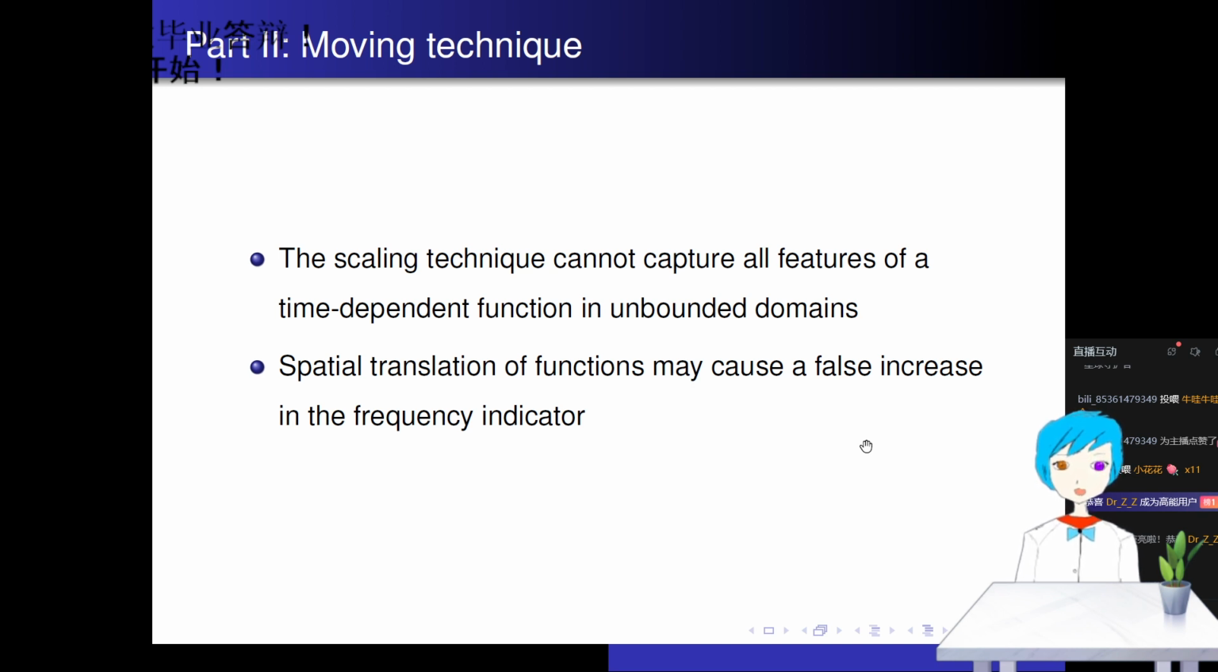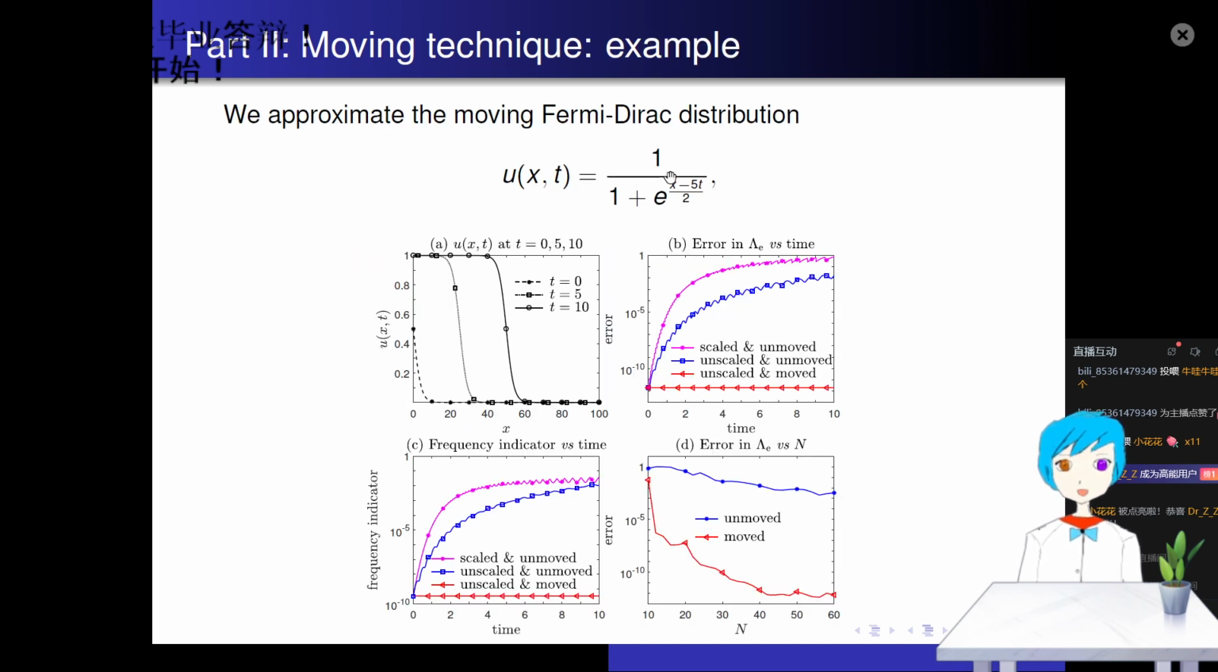A natural question to ask is whether the scaling technique is enough for spectral methods to solve unbounded domain spatial temporal problems. And the answer is no, because we found that spatial translation of the function may cause a false increase in the frequency indicator that cannot be resolved by adjusting the scaling factor beta. As an illustrated example, we approximate the moving Fermi-Dirac distribution. As time increases, the function in the semi-unbounded domain is moving rightward. No matter how we change the scaling factor, the error is huge, shown as the purple curve, and the frequency indicator keeps increasing.